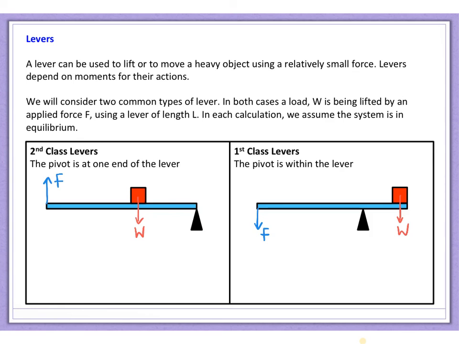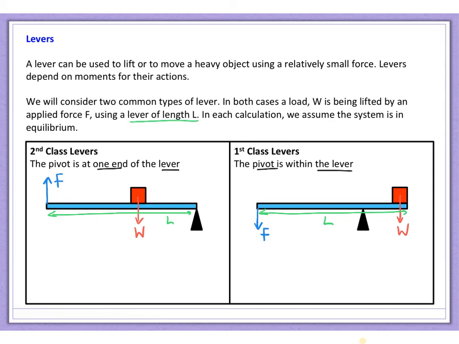Now, the difference between the two systems is the position of the pivot. In the example on the left, the pivot is at one end of the lever, and in the example on the right, the pivot is within the body of the lever. Now, what is the other piece of information we're missing? The lever has a length of L, like so.